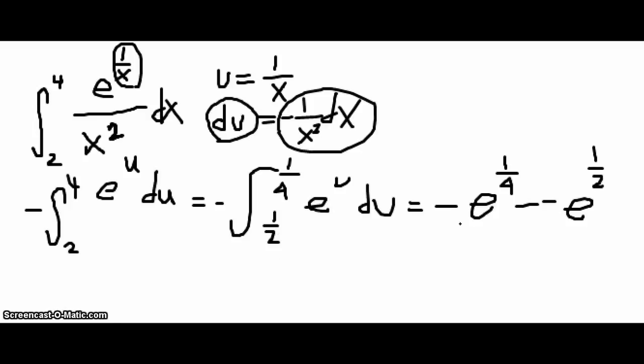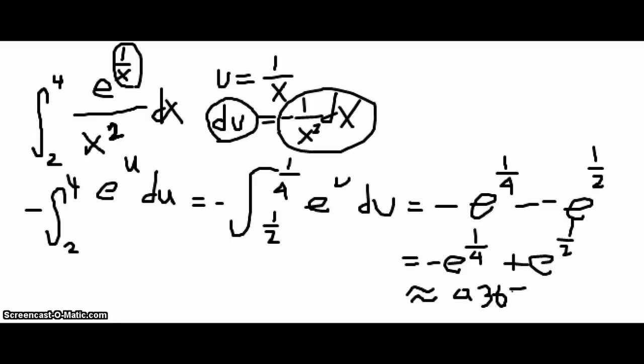And I forgot to mention, the antiderivative of e to the u is e to the u. So now we have this by the fundamental theorem of calculus, and we can solve, which equals negative e to the 1/4 plus e to the 1/2, which is something around 0.365.